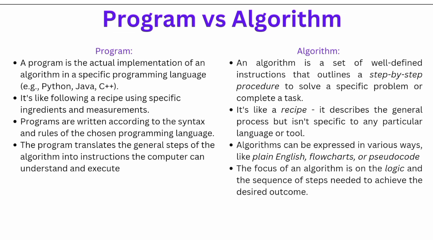The program translates the general steps of the algorithm into instructions the computer can understand and execute. So it will translate the simple steps of the algorithm into a format that the computer can easily understand and execute. We can't directly run the algorithm, right? We have to convert it into a programming language. Then only we can implement that algorithm. So simply, a program is nothing but the implementation part of the algorithm.